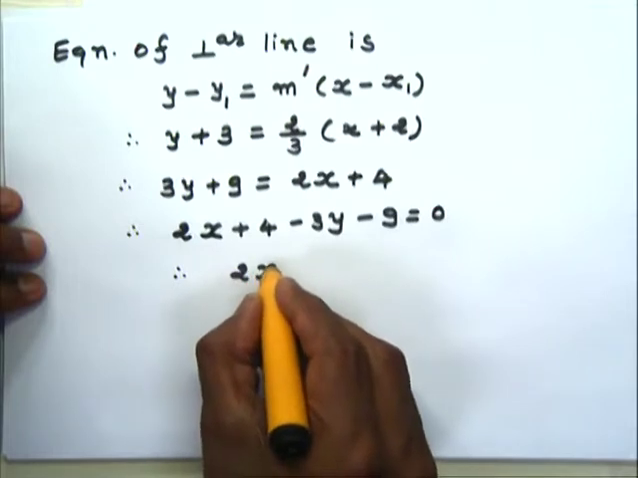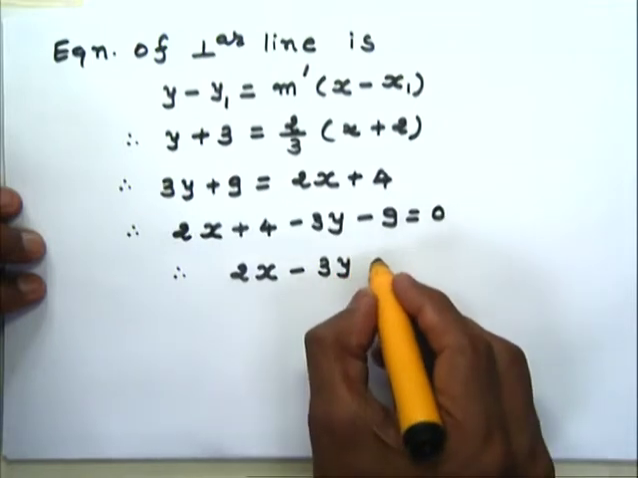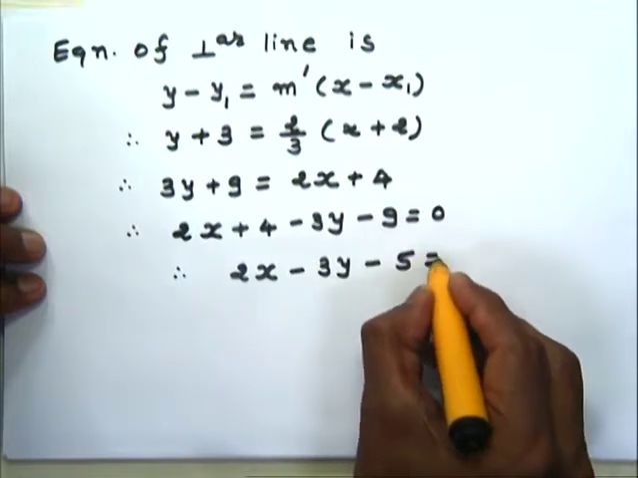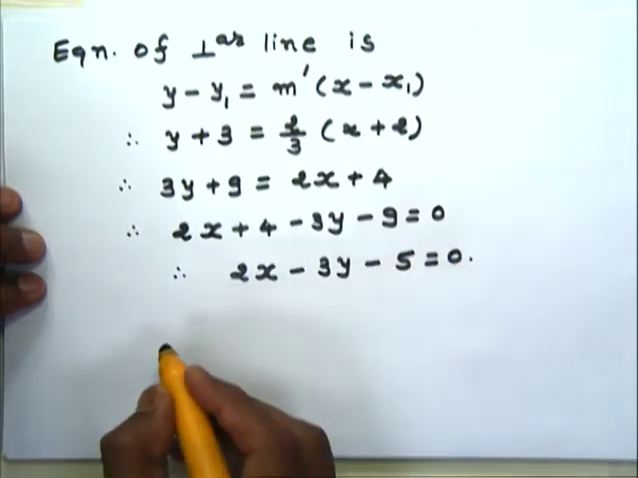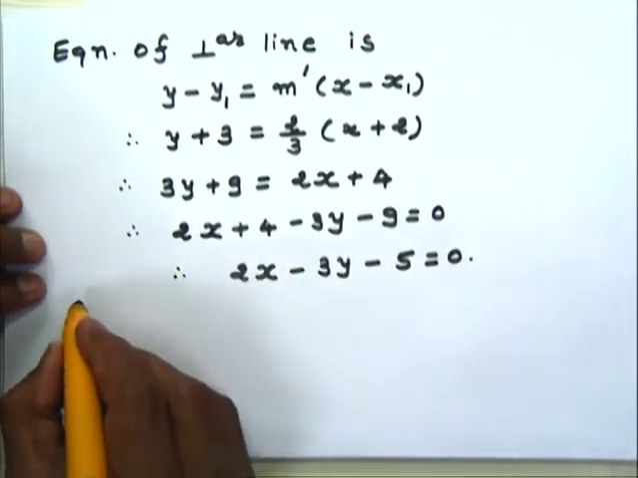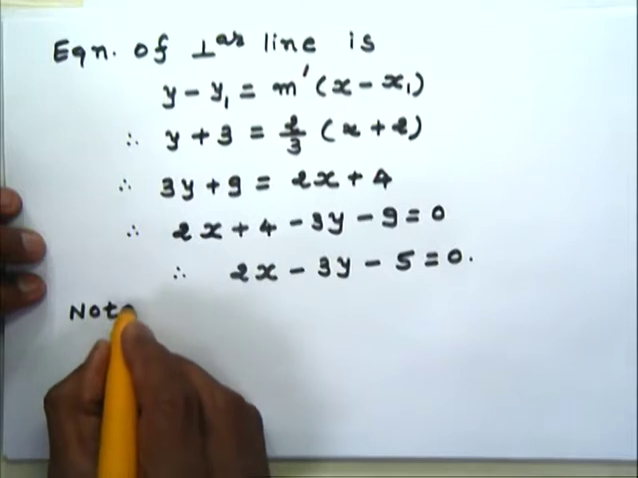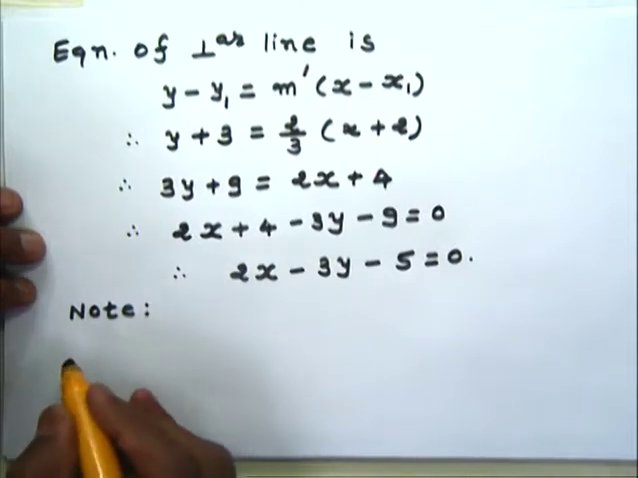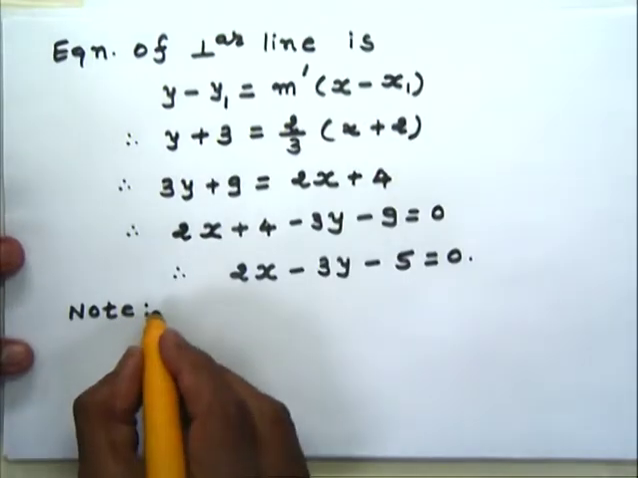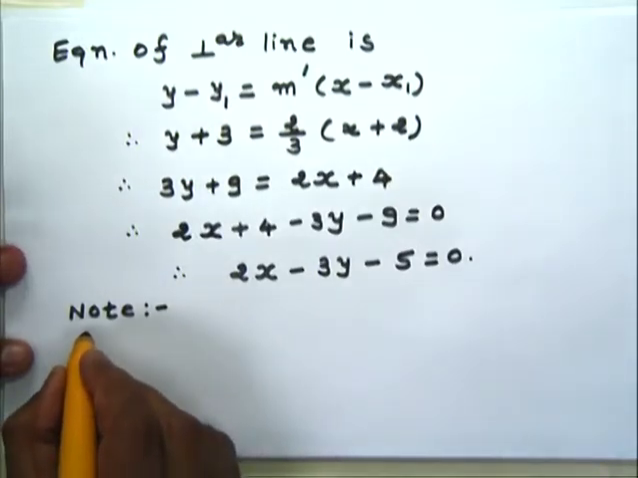That is 2x minus 3y minus 5 is equal to 0. So we note one thing over here, the way in which we solved this example, that leads us to conclude the following notes.